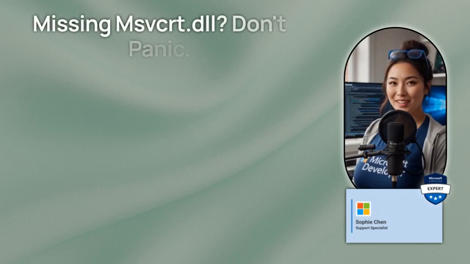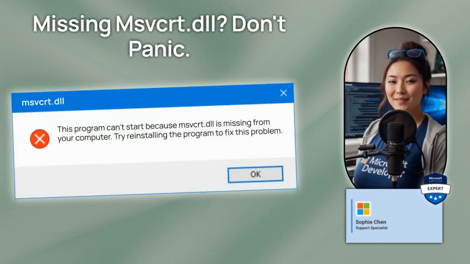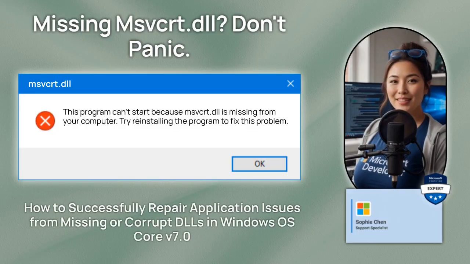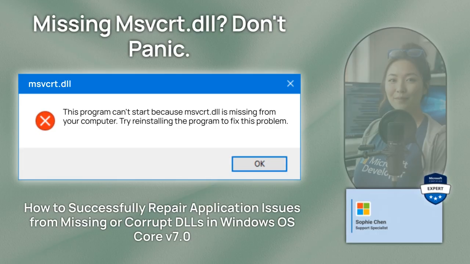Is a system error preventing the Msvcrt Microsoft C Runtime DLL from loading? I'm Sophie Chen, a Windows support engineer. I've diagnosed the issue and have the verified solution to fix your system today.